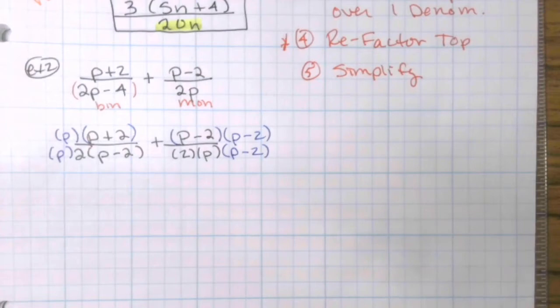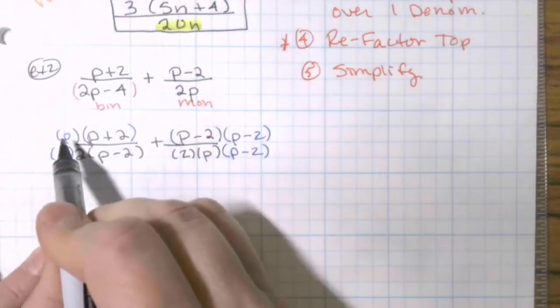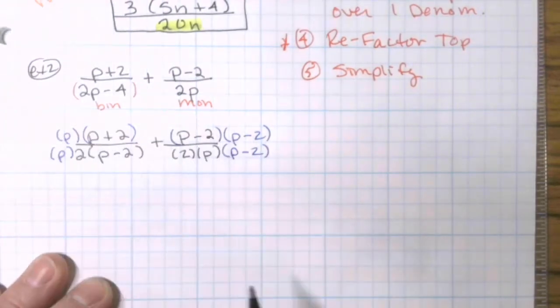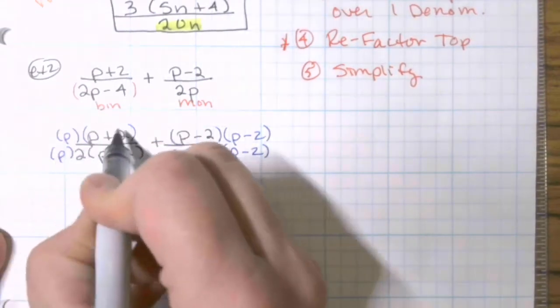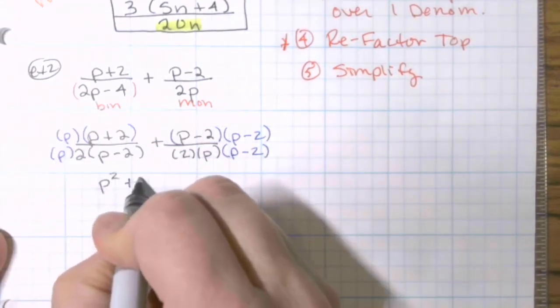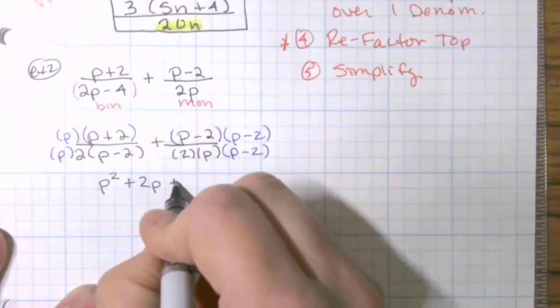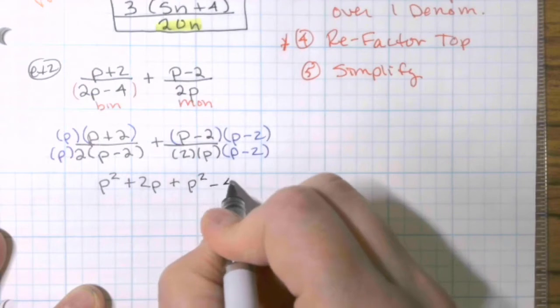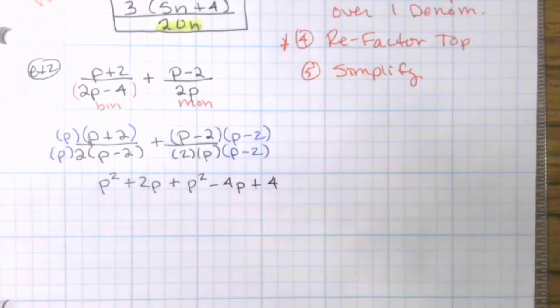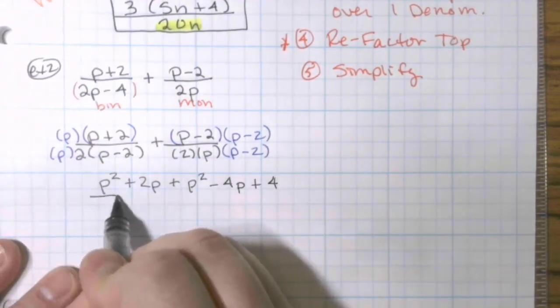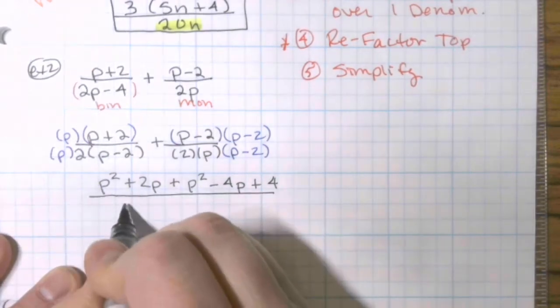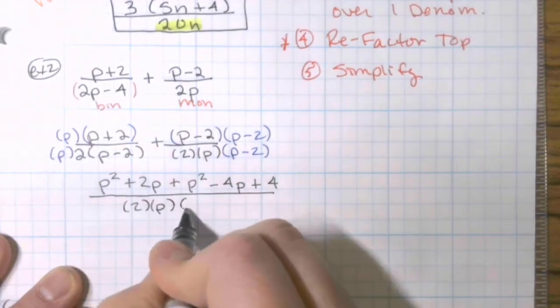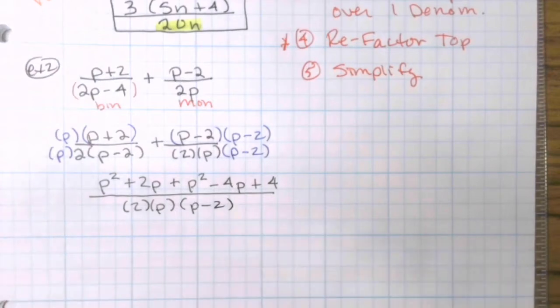Now that both of the denominators match, we're ready for step 3, which is to add or subtract the tops over one denominator. I'm going to go ahead and distribute and do a little simplifying in the same step. So distributing that p, I get p squared plus 2p plus, okay, now I'm going to multiply these together. I get p squared minus 4p plus 4 all over one denominator. So 2 times p minus 2.